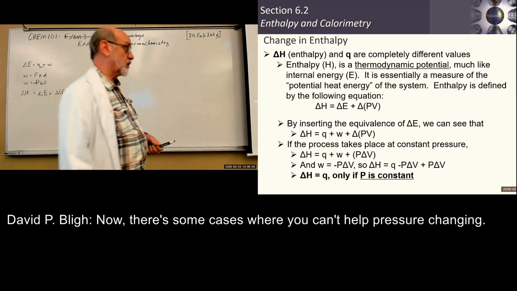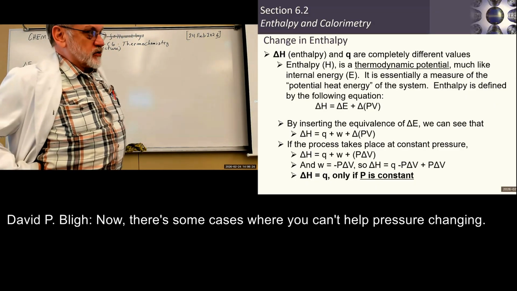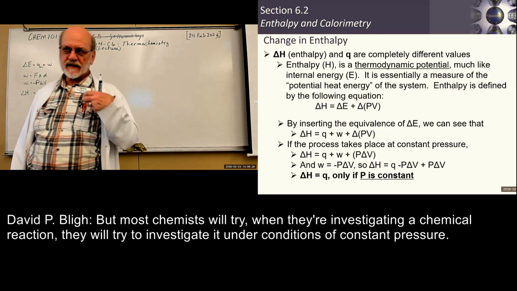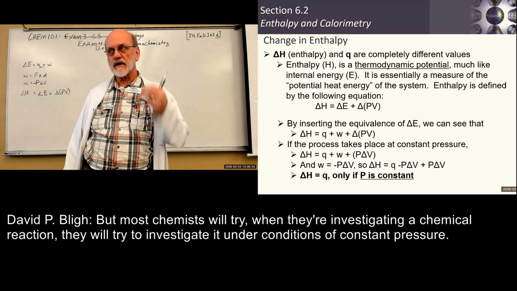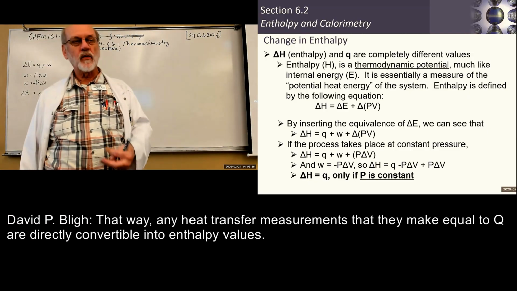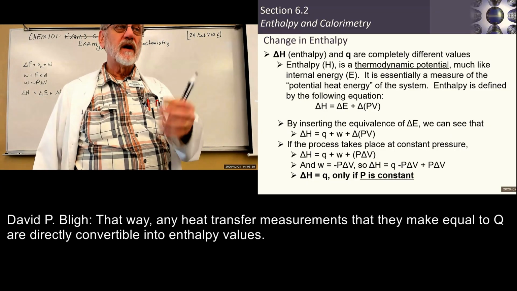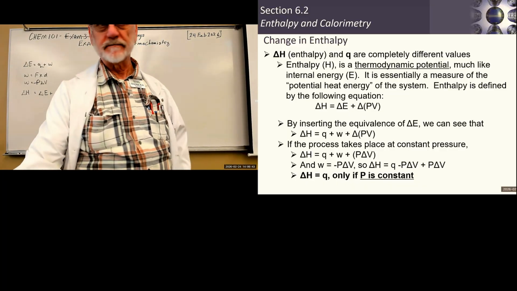Now, there's some cases where you can't help pressure changing. But most chemists, when they're investigating a chemical reaction, will try to investigate it under conditions of constant pressure. That way, any heat transfer measurements that they make equal to Q are directly convertible into enthalpy values.